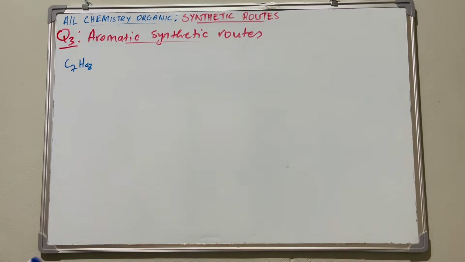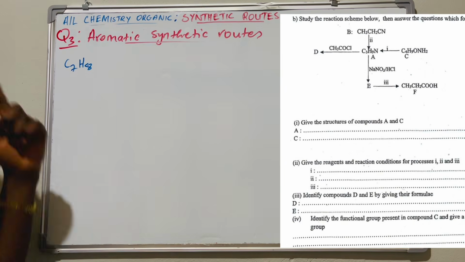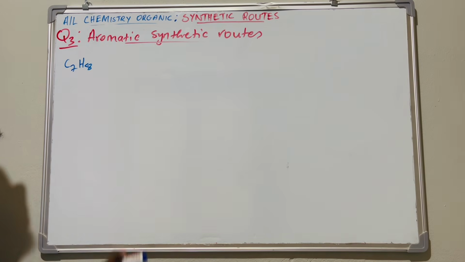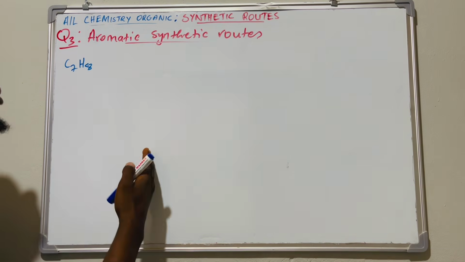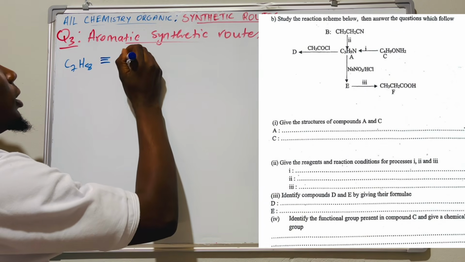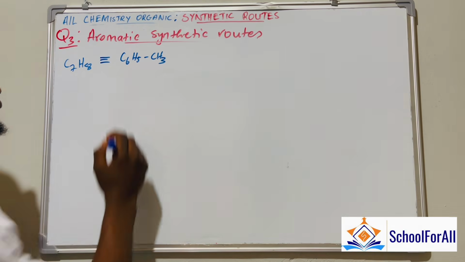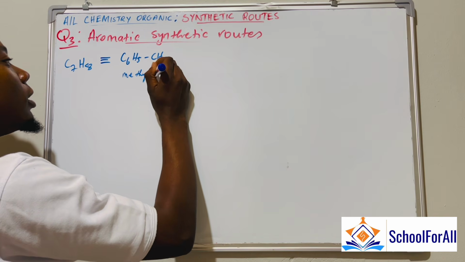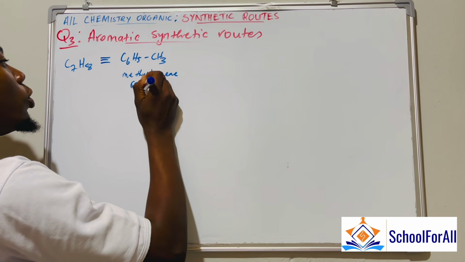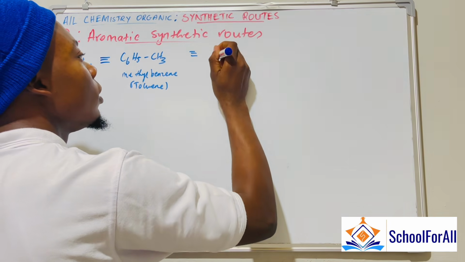I have my compound, which is C7H8. So let us first analyze this compound. Whenever you see a compound in which the number of hydrogens is very close to the number of carbon atoms, automatically you know that there must be a benzene ring. Now, the benzene ring is generally C6H6, so it means another group is attached. So we can say that this formula represents C6H5 with CH3, which is methyl benzene or toluene. So this methyl benzene can also be written in this form.